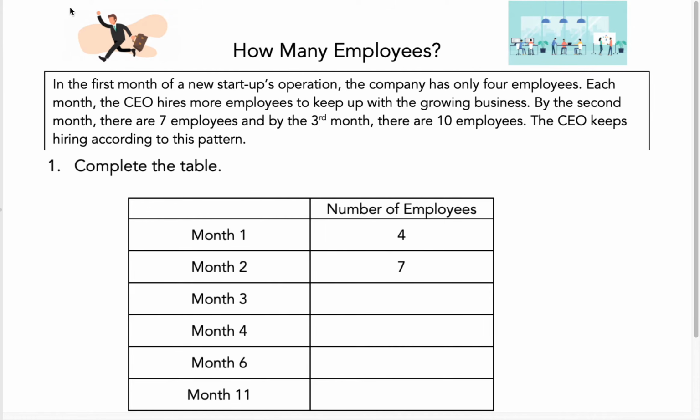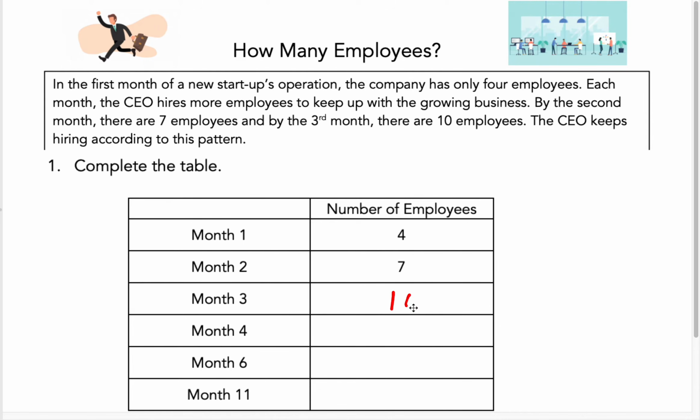So, what are we going to do here? I'm going to get my pen ready. We're going to complete the table. If in month 1 there are 4 employees, and month 2 there are 7 employees, we're going to follow this pattern. The pattern looks like they're going up by 3.